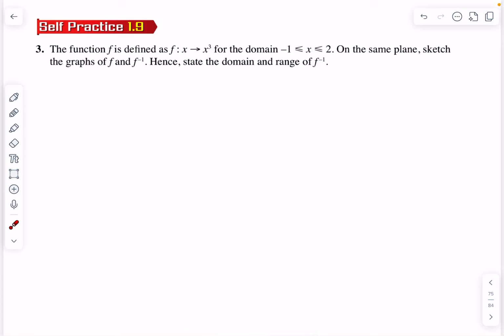Question 3. Function f is defined by this cubic function, for this domain. On the same plane, sketch graphs f and f inverse, then state the domain and range. All right. Okay, so let's first try to sketch the graph.